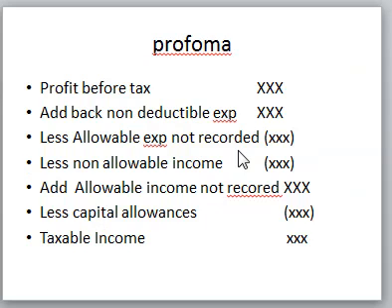A simple pro forma that can help you to compute. As I said, you begin with your profit before tax, either it is a loss or a profit. Then add back expenses that are not allowed, less those expenses that are allowed but were not recorded, less also those incomes that were added but are not allowed, add incomes which are allowed but were not recorded. Then you can less your capital allowances, which is the investment allowance and the depreciation. Then you are going to get your taxable income.